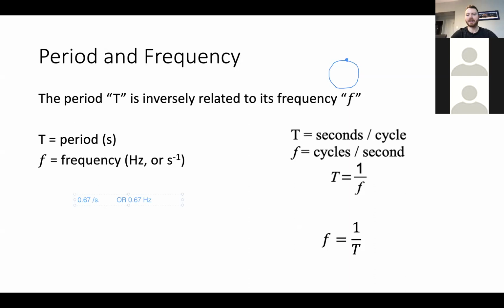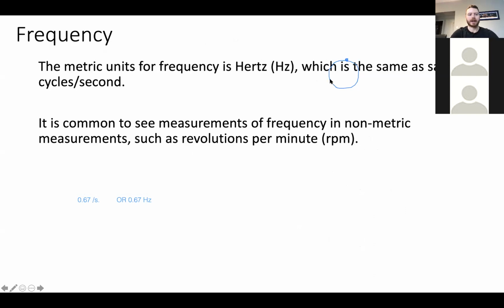So this T is equal to 1 over F. We'll find that on our formula sheet. Okay, and F is 1 over T. So if you're given something in frequency, I will encourage you to convert it to period right away. It's just going to make our lives a little bit easier when we are solving problems. Okay, so period and frequency are related to one another. Okay, so frequency, the unit for frequency is hertz, which is the same as saying how many cycles are occurring per second. It is common to see measurements of frequency in non-metric measurements, such as revolutions per minute, RPM.